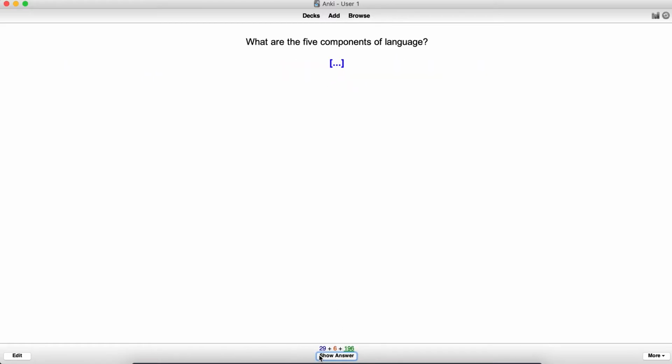Okay. What are the five components of language? I forgot. Phonology, morphology, semantics, syntax, and pragmatics. Phonology, morphology, semantics, syntax, and pragmatics. Okay.